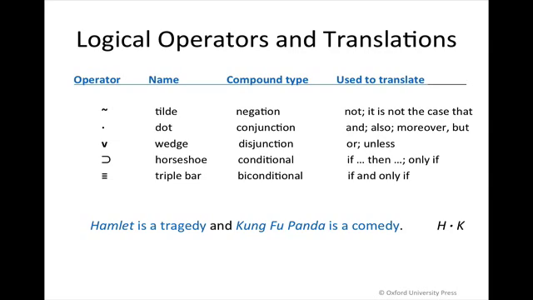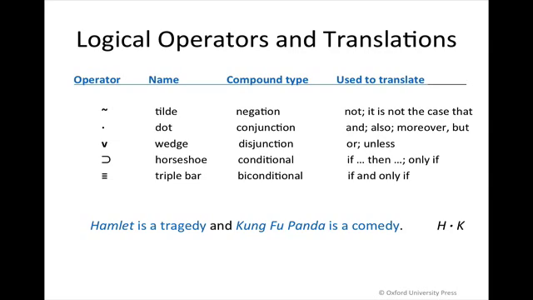Wedge, or the lowercase v, symbolizes a disjunction. And a disjunction is a sentence reflective of an or, either or, unless compound statement. Then we have, lastly, our horseshoe and triple bar. Horseshoe is a conditional operator. In other words, it reflects sentences in the form of if this, then that, this only if that, and so forth.